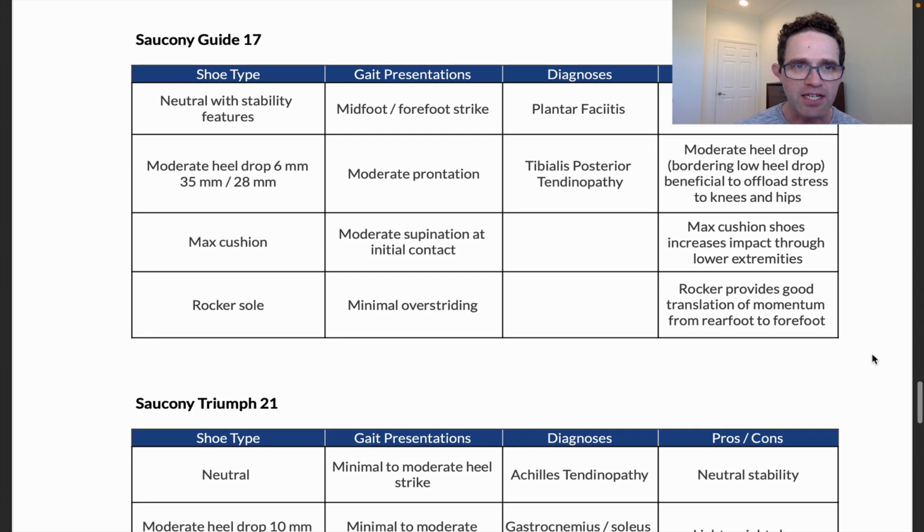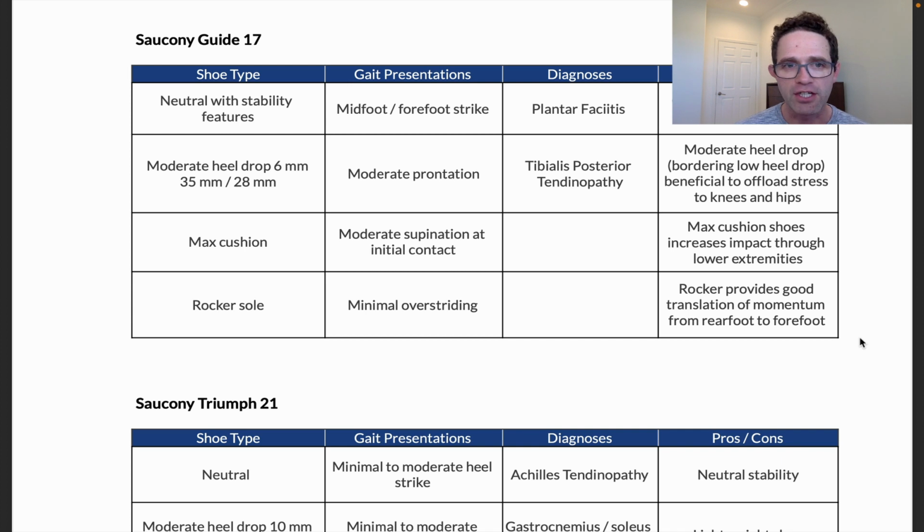Let's finish out with Saucony here, and the Saucony Guides are going to be a neutral shoe with stability features. We're also going to see a moderate heel drop of 6 millimeters, 35 in the rear, 28 in the front. It's going to be max cushion, and it's going to have a rocker sole as well. The gait presentations would be a midfoot or forefoot strike. Now this is a little bit on the borderline. 6 millimeters is on the lowish side, but it starts to get towards that moderate aspect. So maybe it's truly a midfoot strike shoe.